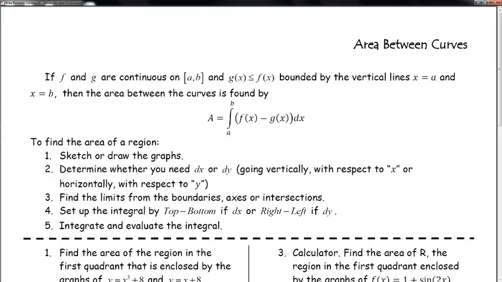So here are some steps. If you want to find the area of the region, number 1, sketch or draw the graphs because you need to know which one's on top. Number 2, determine if you need dx or dy. I'll talk about what dy is going to be in the next video. Vertically, it's going to be with respect to x, horizontally, with respect to y. Number 3, find the limits of the boundaries, axes, or intersections. That's your a and b. Number 4, set up the integral by top minus bottom if dx, or right minus left if dy, and integrate and evaluate the integral.